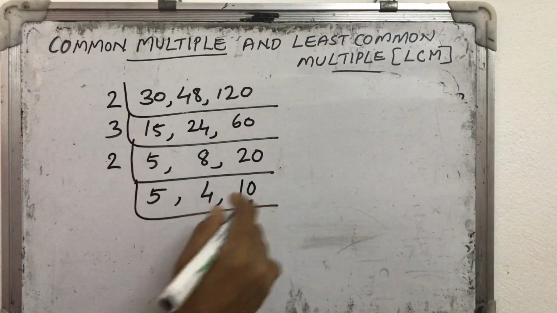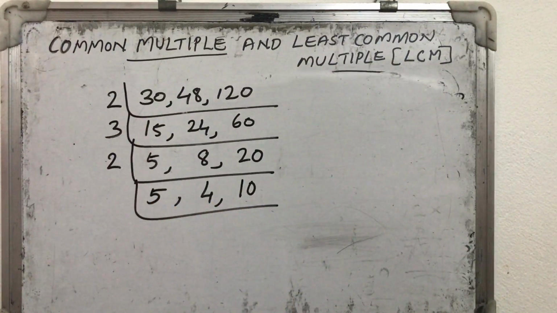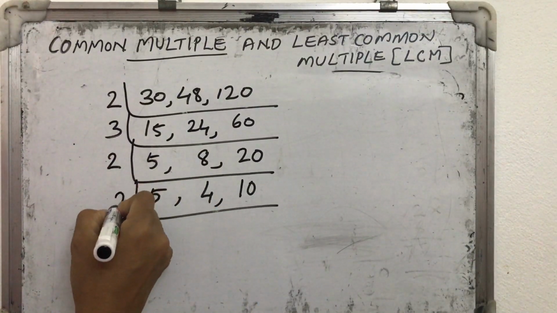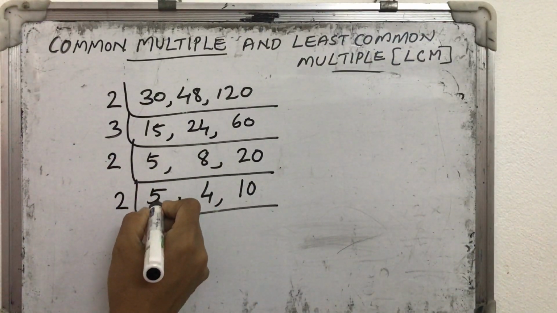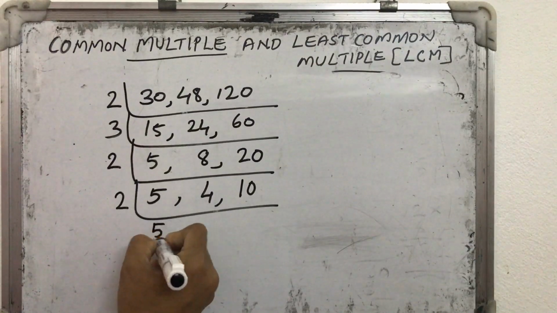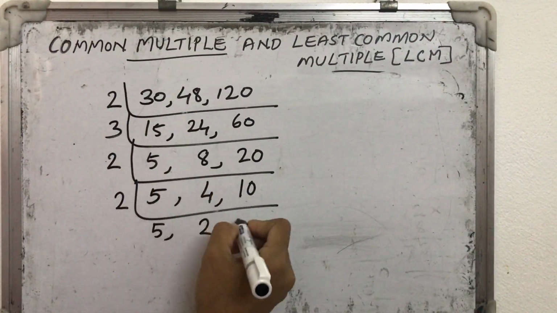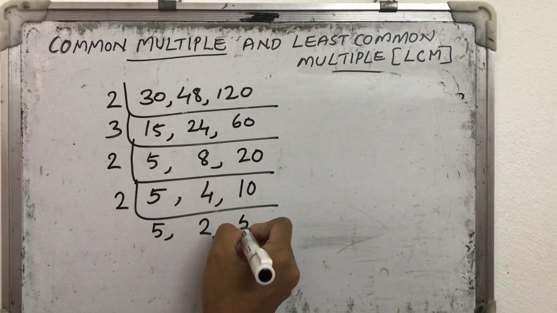Again we can divide by another prime number. Here 4 and 10 are divisible by 2. Again 5 is not divisible by 2, so we write down that number. Then 4 divided by 2, 2. 10 divided by 2, 5.